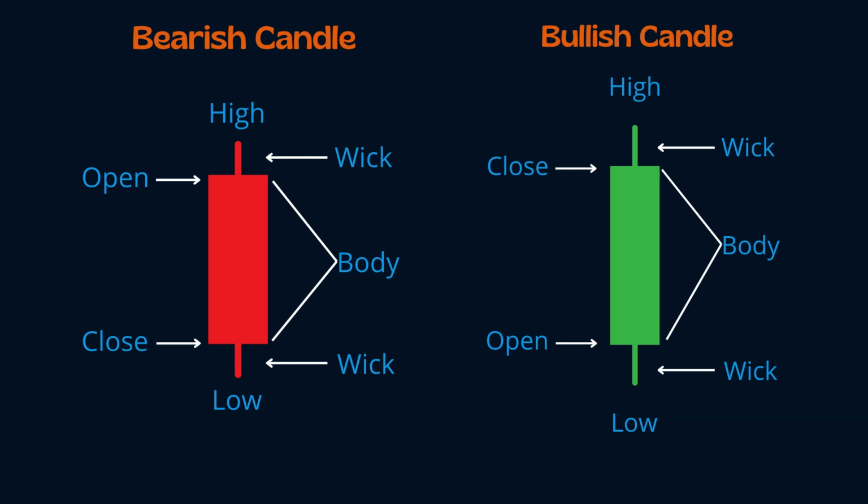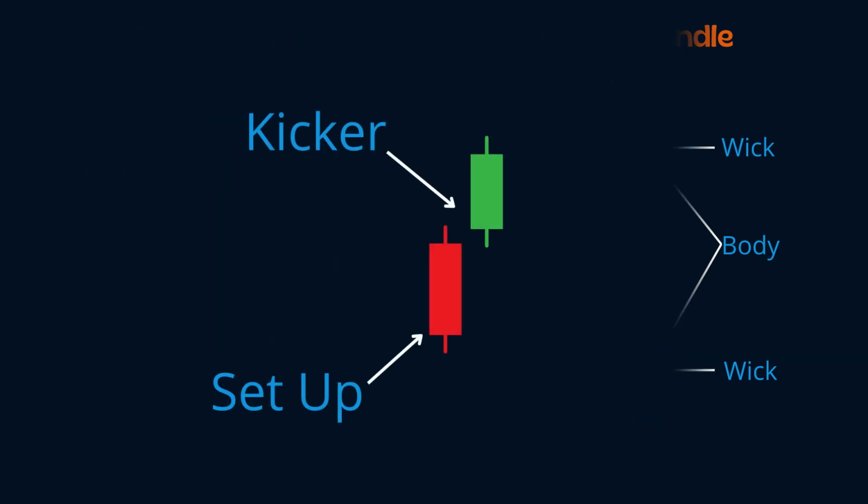Now that we've covered candlesticks, let's go ahead and get into this strategy, which is going to be a kicker pattern. A kicker pattern is a two-bar pattern we can use to help identify a possible change of trend. So, how do we identify the kicker pattern?